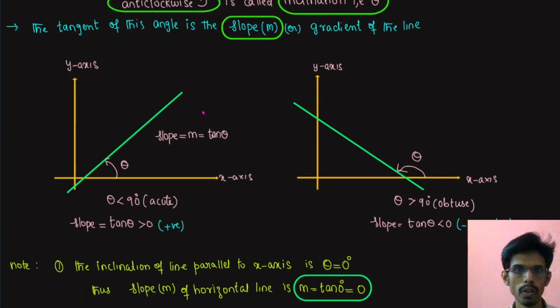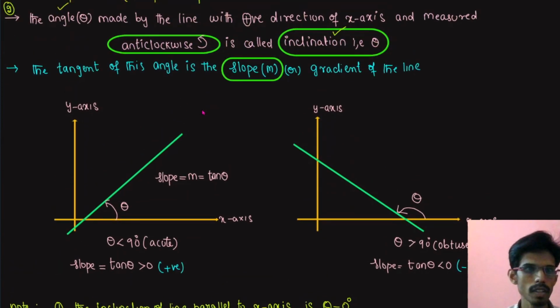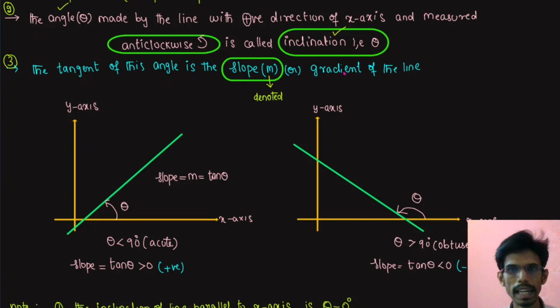Now the third point here we have is the tangent of this angle is slope, denoted by letter m. The slope is a value that is denoted by small letter m, or sometimes it is called gradient of the line. Tangent means tan ratio. Okay, it will be a tan ratio.